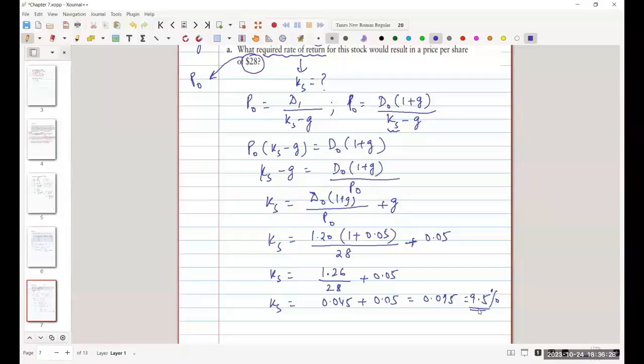Right, so if there's no question, I will move on to the next problem, which is problem number 10 from the end of your chapter.